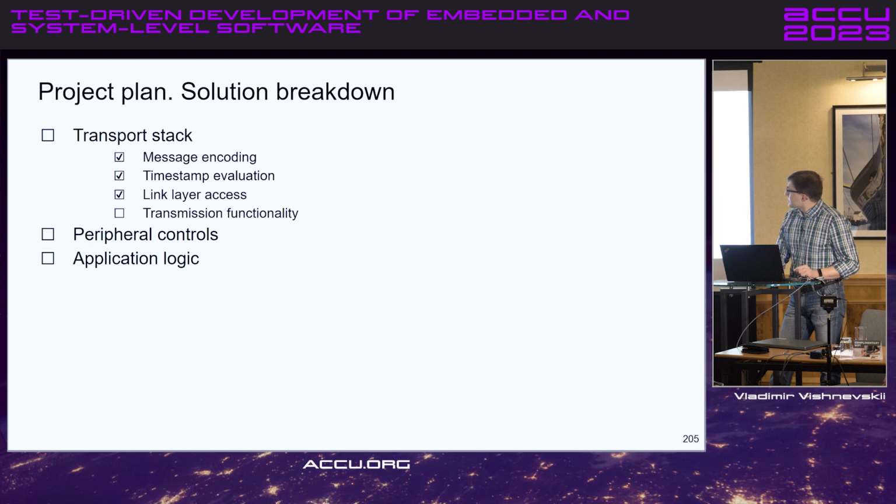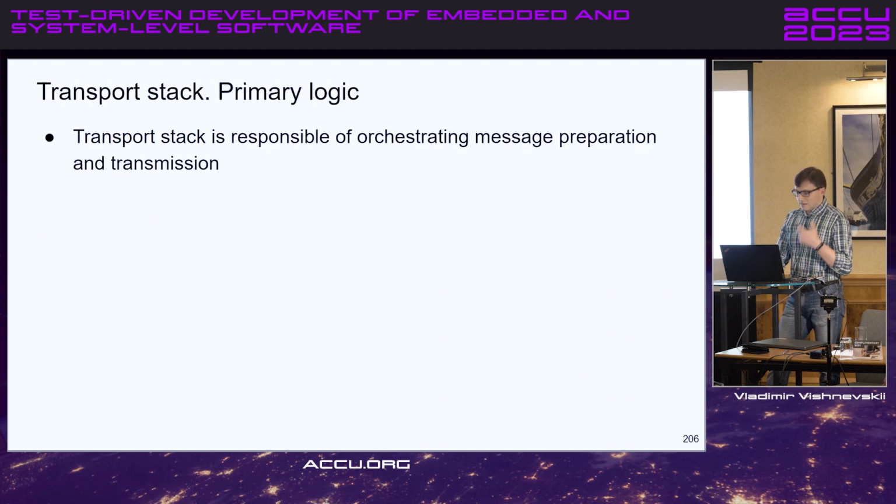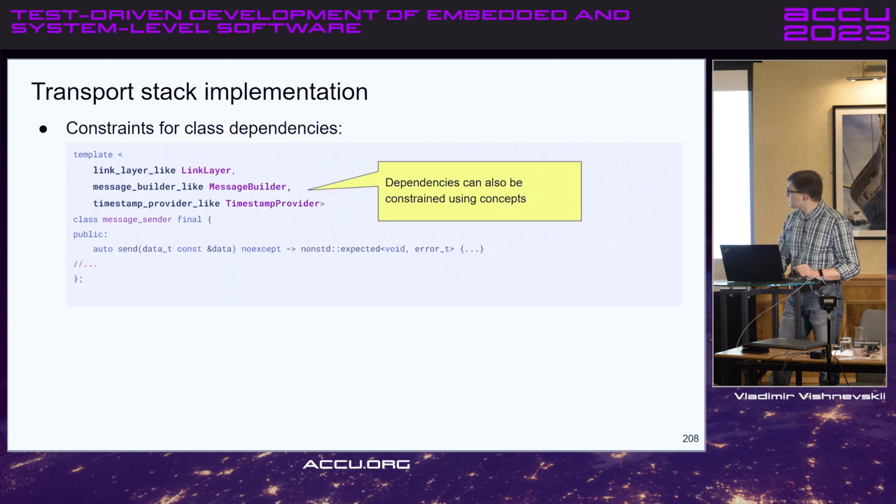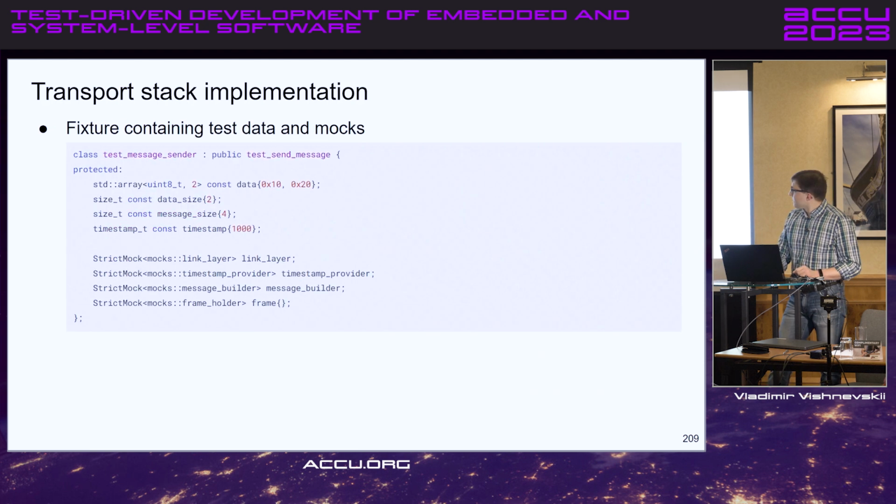Okay, so now the link layer is done. Then again, we still have the transport logic, the primary logic of our transport component. Here we switch from the send message function to a class because it has several dependencies, and it will be easier to manage this. We can have some concepts that specify the interfaces that are needed, and we can again apply the test-driven development approach before we implement this logic.